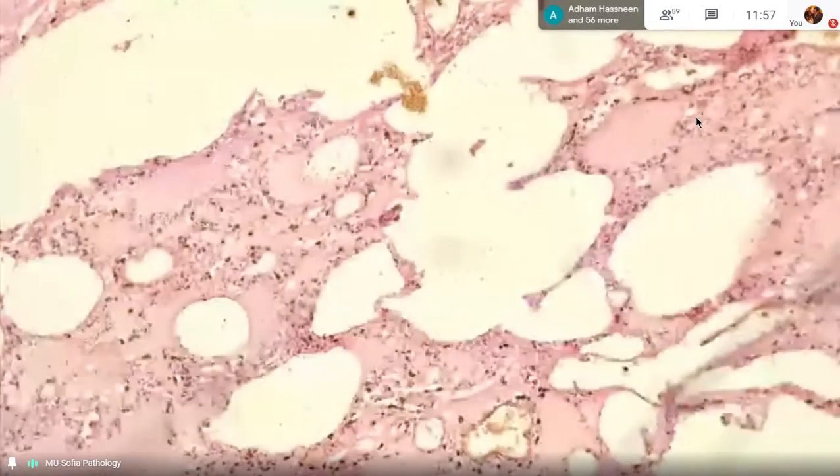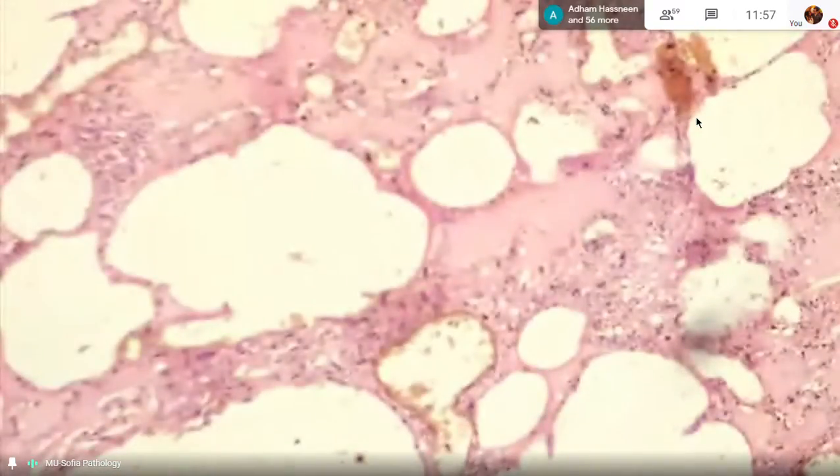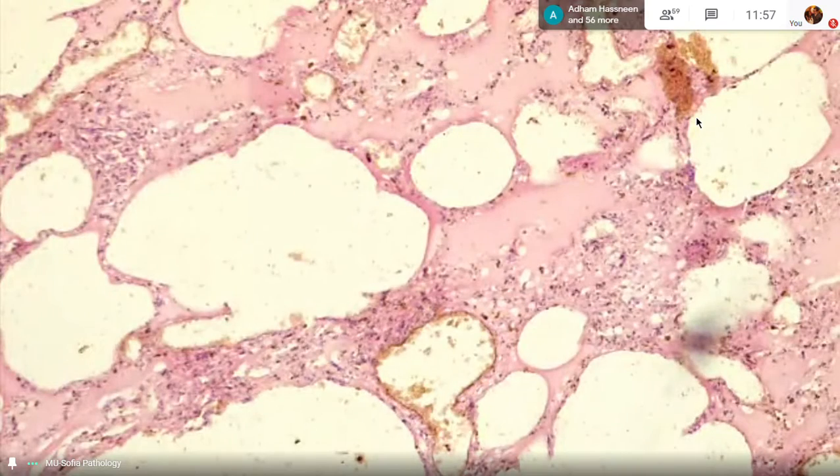Okay. Questions? And the last slide that we have to demonstrate is malignant melanoma. Malignant melanoma is one of the imitators in the body, and it can do a lot of problems. Which is this organ?